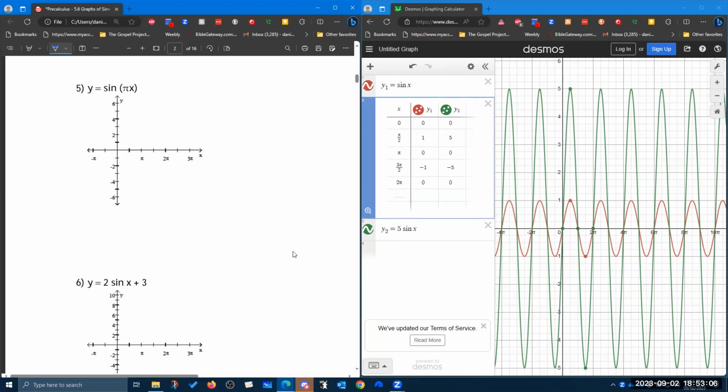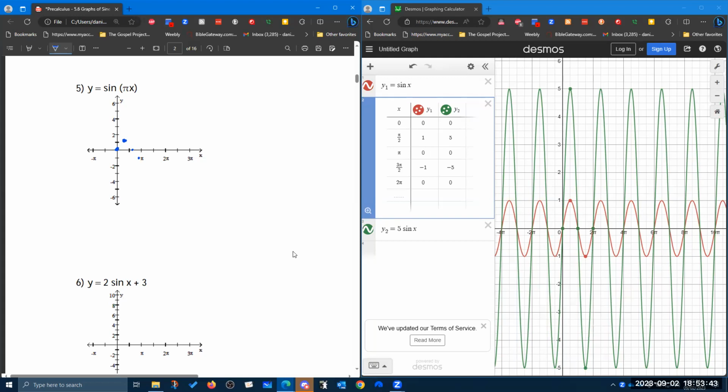Pi times 0 is still 0 here. Now at 1, which is somewhere right in here, that's a third of the way to pi, I have my maximum. And then at 2, which is somewhere right around there, I have a 0. And then at 3, which is right here, right before pi, I have a minimum, and then so on and so forth. And it's going to repeat every 1.